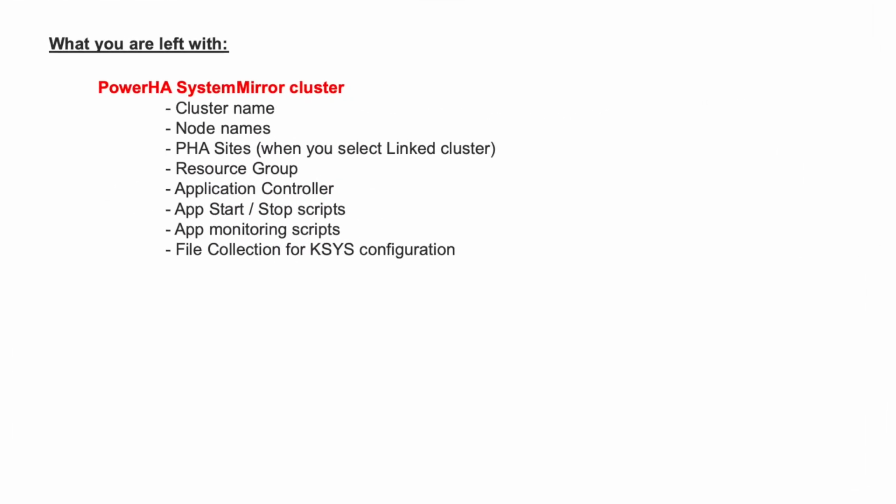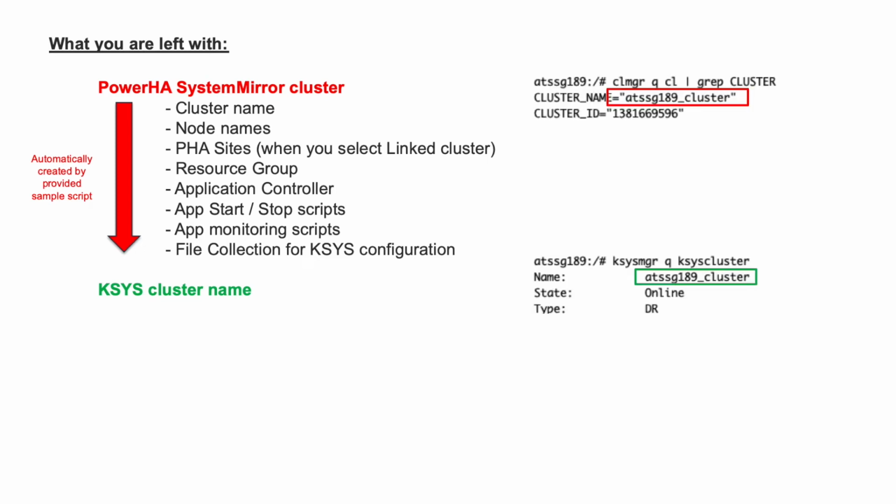Okay, so now that I showed you the configuration, what are you left with? So I kind of already showed you the cluster name, node names, all the resource groups, and additional highly available resources that got automatically configured for you. So the sample script did go ahead and provision all of those guys, and it also created the actual KSYS cluster name. It matched up the PowerHA cluster name along with the KSYS cluster name, and it brought the KSYS services online. So IBM.VMR is actually active on both sides.